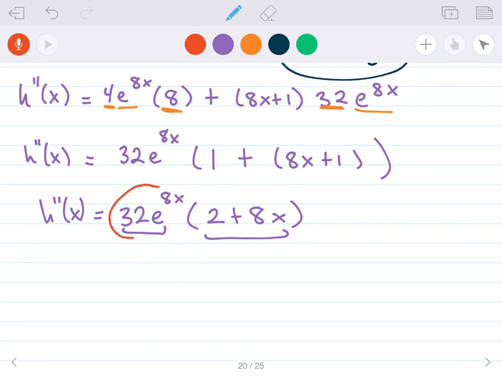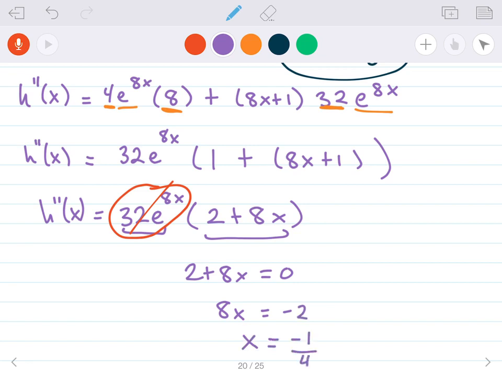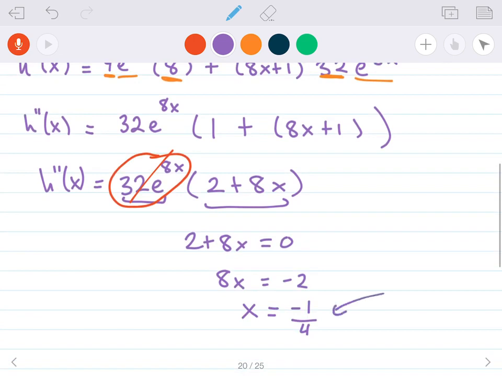Now, if I set this equal to 0, 32 e to the 8x, x can't be anything to make this thing equal 0, so we'll just throw that out. Then we have 2 plus 8x equals 0. 8x equals negative 2. X is equal to negative 2 over 8, which is just negative 1/4. So this is a possible inflection point. We can't say for sure. We need to use the number line.